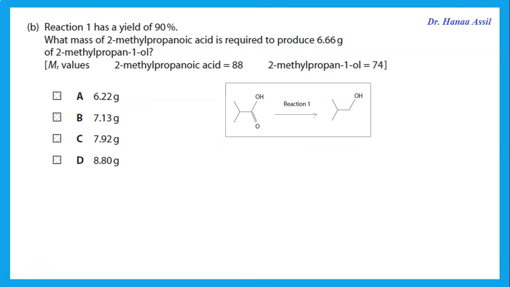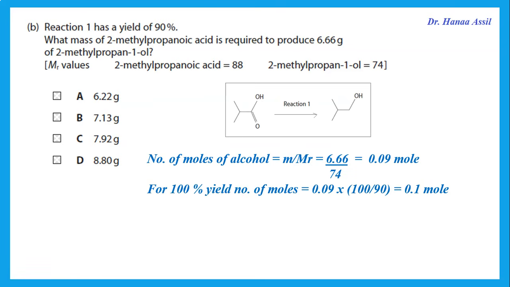So that means we're given the mass of the alcohol. The first thing we need to do is find the number of moles of the alcohol. Number of moles is mass over molecular mass, and I am given the molecular mass of the alcohol, that's 74. So this gives 0.09 mole. But keep in mind that the 0.09 mole is only 90% of the yield. So what is 100%? So if it is 90, it gives 0.09. So if it's 100, it should give how much? It should give 0.1 mole. So this is the number of moles that we should get if it were 100%.